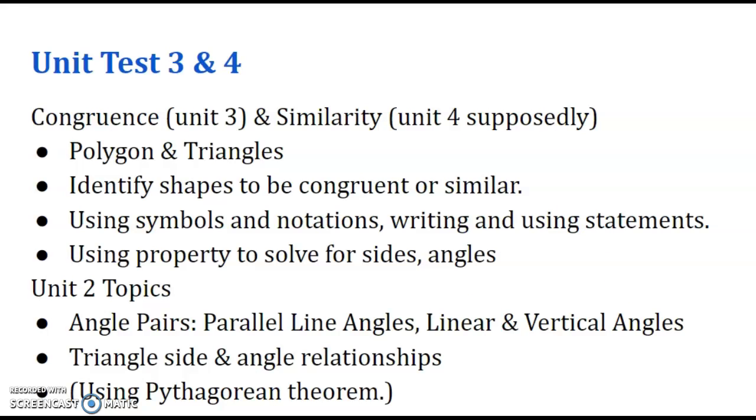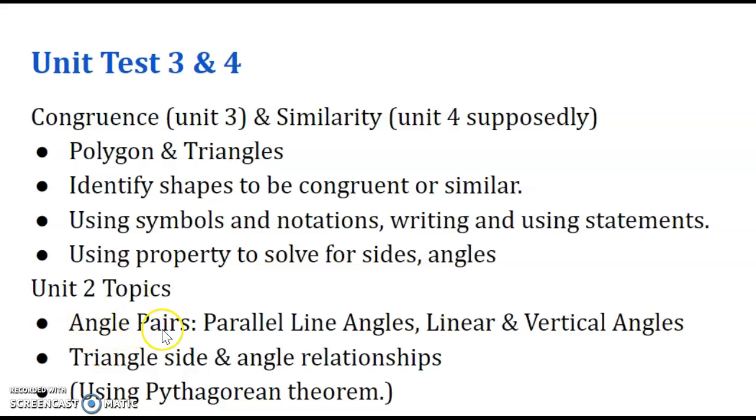Okay, so we're going to talk about the Unit 3 and 4 test that you're going to be doing on Thursday. So the congruence is covered in Unit 3, and the similarity, which is supposed to be from Unit 4. That is why it's Unit 3 and 4. So what's going to be on it is the polygon and triangle identifying shapes to be congruent or similar, using symbols and notations, writing and using statements, and using properties to solve for sides and angles. And there will also be a few of the Unit 2 topics that we did not test you on in the previous test.